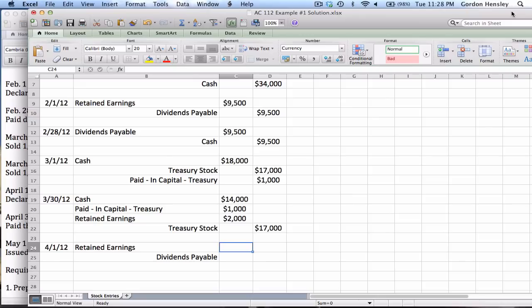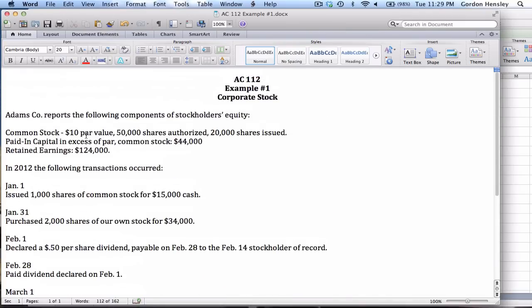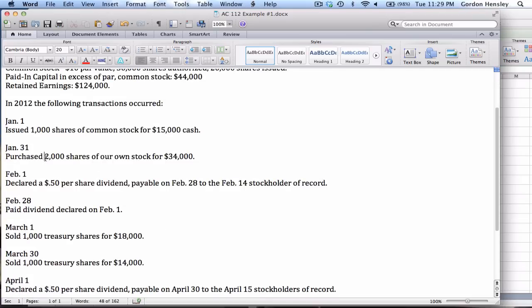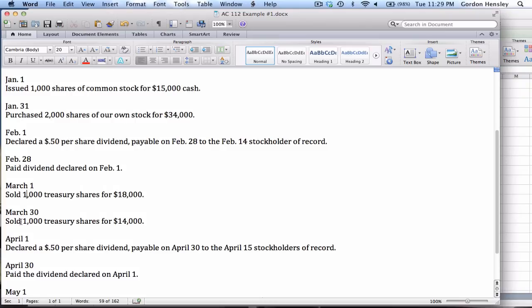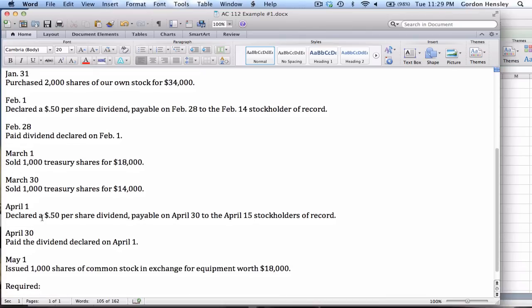Last time I used 9,500, but this time I have to ask myself how much stock is actually out there. Well, we have to go back and think about that. Initially, we said we had 20,000 shares issued. Then we issued an extra 1,000. That took it up to 21,000. Then we bought 2,000 back, which took it down to 19. But then we sold 1,000 and then sold another 1,000. So now all the stock is back out there. So now we're actually at 21,000. So it's going to be a different amount this time.